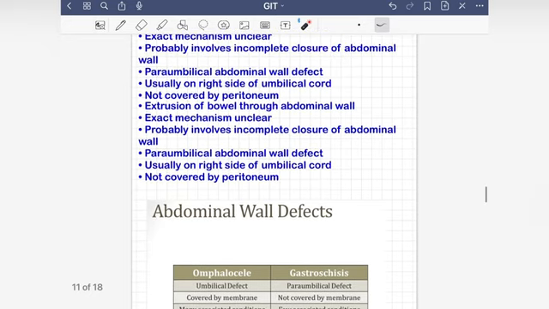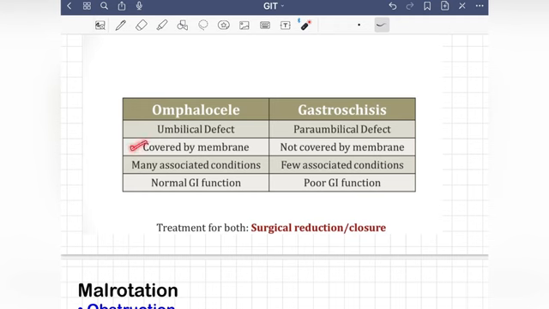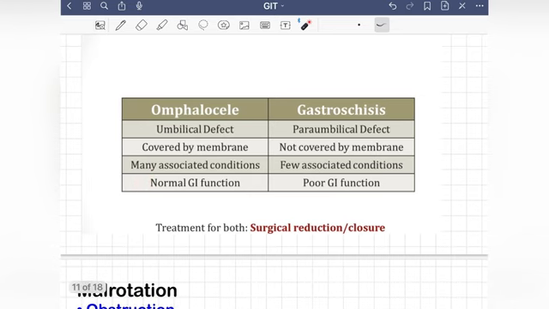So here is a slide comparing the two types of abdominal defects where you find abdominal contents outside of the baby. The first one is omphalocele, in which you can see that it is an umbilical defect. The bowel is covered by membranes. There are many associated conditions but usually normal GI function. Gastroschisis, on the other hand, is a para-umbilical defect. The intestines will not be covered by membrane. There are a few associated congenital conditions, but there is often poor GI function even when the defect is resolved. And the treatment for both of these problems is surgical reduction and closure.